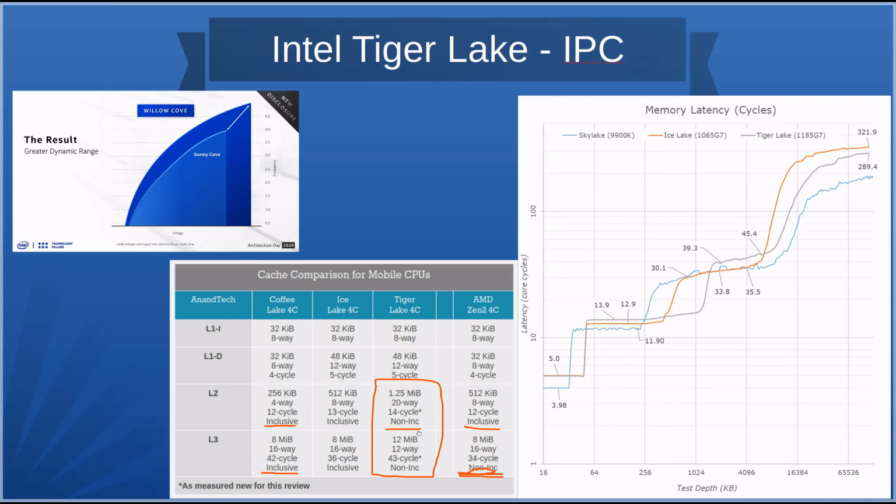So you can see here Intel moved to non-inclusive cache also for the L2, and is using a pretty huge L2 cache, 1.25 megabytes, and also a pretty big L3 cache. Okay, but you can see here there is some higher latency also.